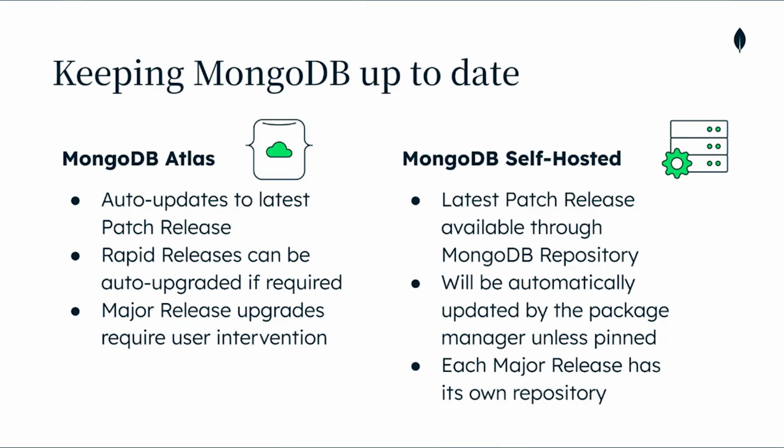If you are rolling your own MongoDB installation, you have a self-hosted cluster, then the latest patch release is always going to be available through the MongoDB repository. Do note that your package manager will automatically update your MongoDB package unless it has been pinned. The way that this is done differs obviously from operating system to operating system. Each major release has its own repository, so you are never going to type apt-get update and find yourself suddenly on MongoDB version 8. This will require you to update your repository configurations first of all.